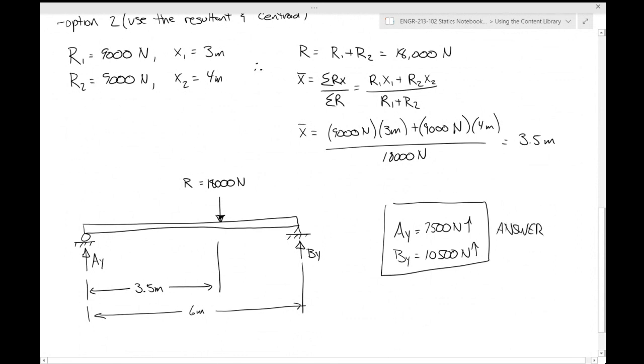The first method treated each force individually. The second method said, let's just collect all those into a single force and just make sure we put it at the right location, and you'll still get the same answer. And so that method works as well. Any questions?